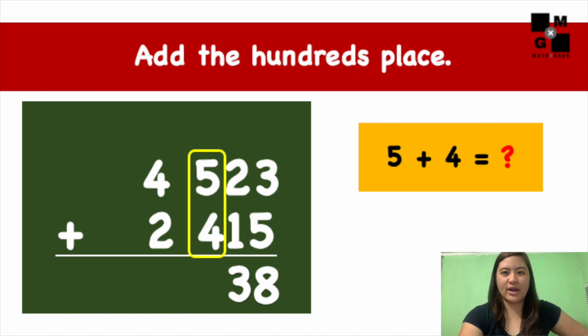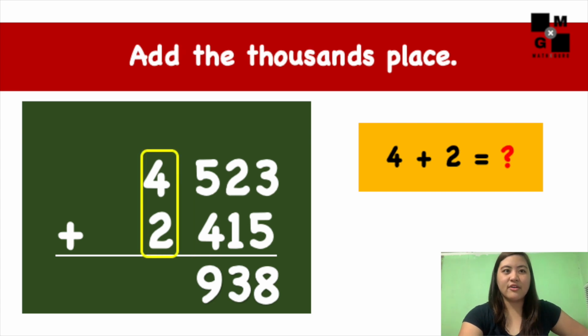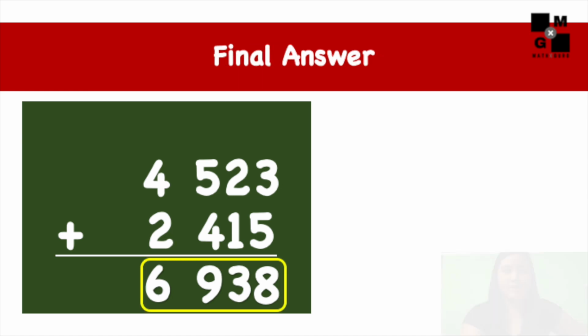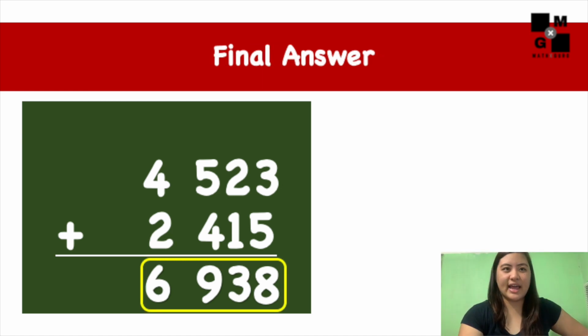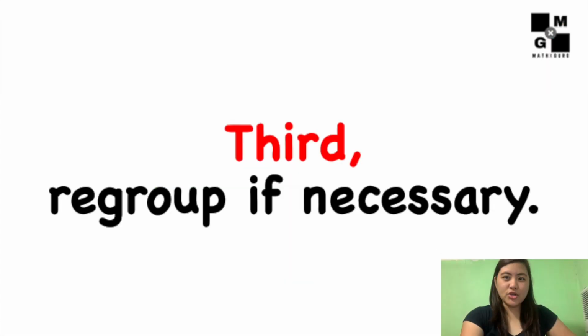Then we will continue adding the hundreds place. So 5 plus 4 will give you an answer of 9. So put the 9 digit under the hundreds place. Lastly, add the thousands place. So 4 plus 2 will give you the answer of 6. So put down the digit 6 again in the thousands place. So now we have the final answer, 6,938. The third rule is for you to regroup if necessary.